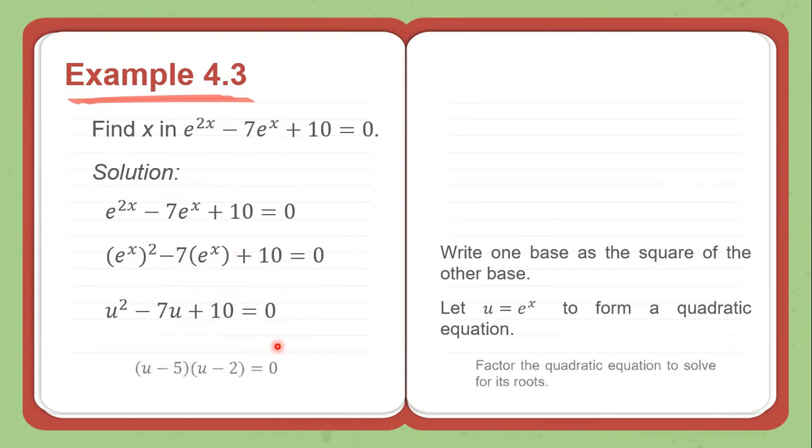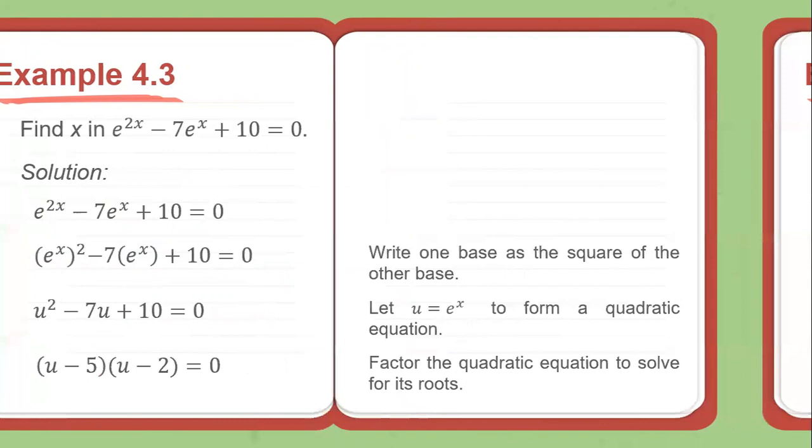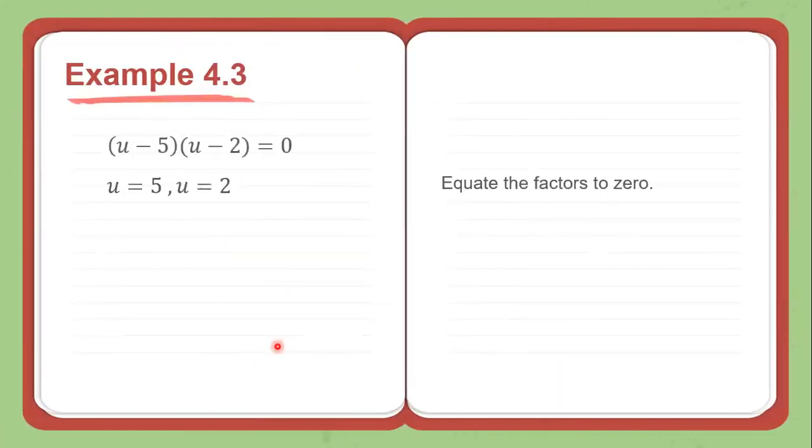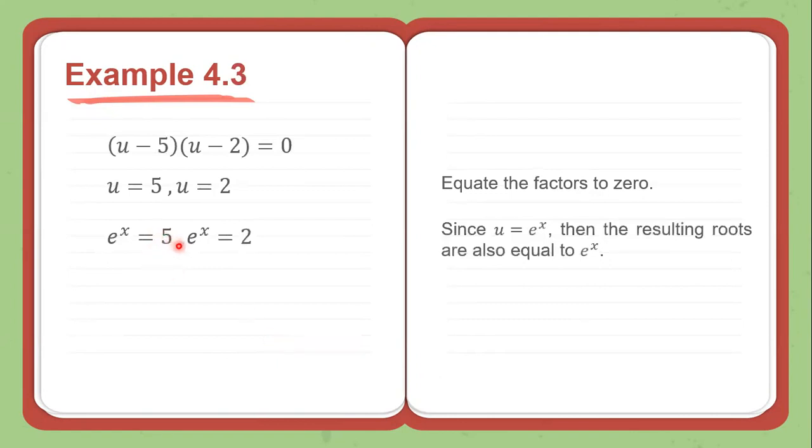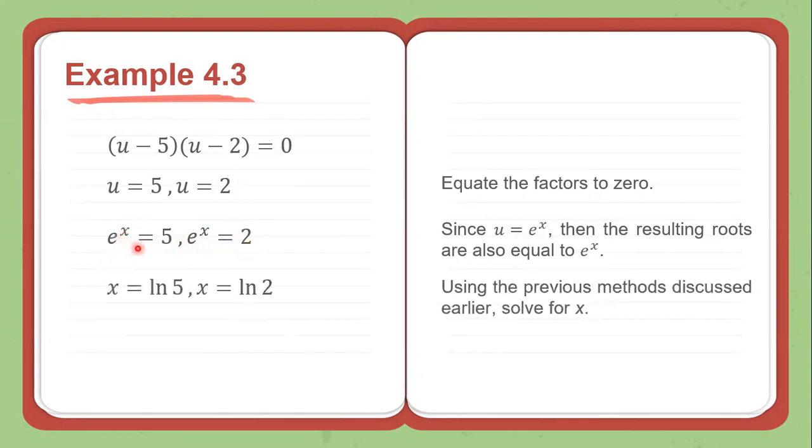This can be factored as u minus 5 times u minus 2. Equating both of these to 0 will give us 5 and 2. Now, e raised to x is equal to 5 and e raised to x is equal to 2. Taking the natural logarithm of this, we get x is equal to the natural logarithm of 5 and x is equal to the natural logarithm of 2. We can revisit the previous methods that we applied for the different cases of exponential equations, to be reminded how we solve this. Therefore, our solution set is composed of the natural logarithm of 2 and the natural logarithm of 5.